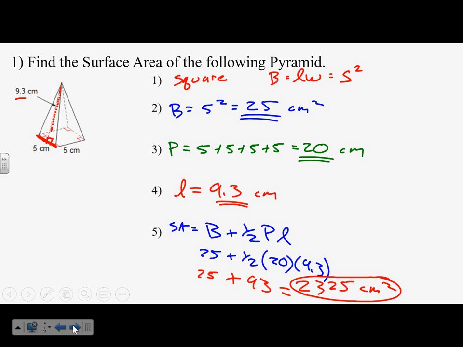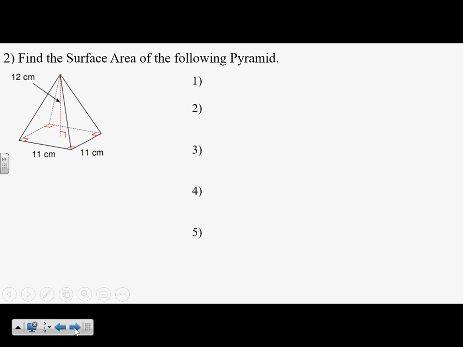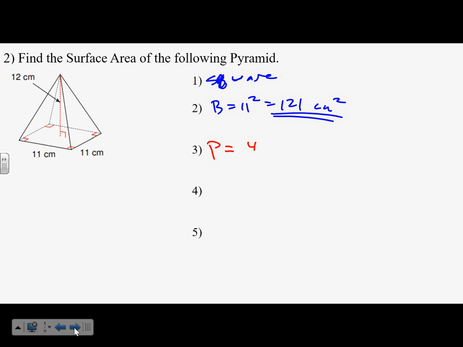So moving on to the next one. So this one, same thing. The base is a square. So we have the base area is 11 squared, which is 121. Then we have the perimeter is 4 times 11. Again, you could also take 11 plus 11, 4 different times.